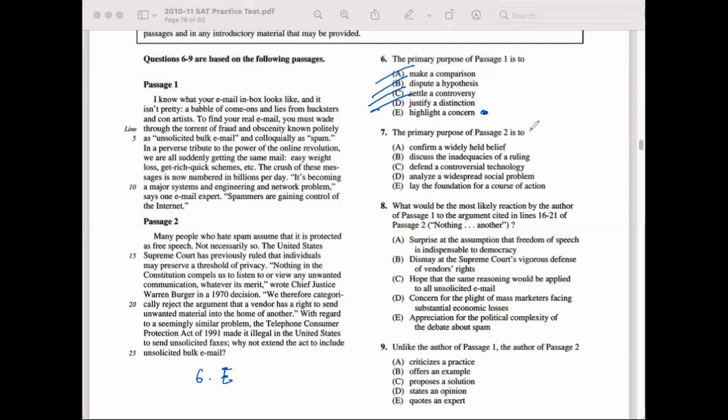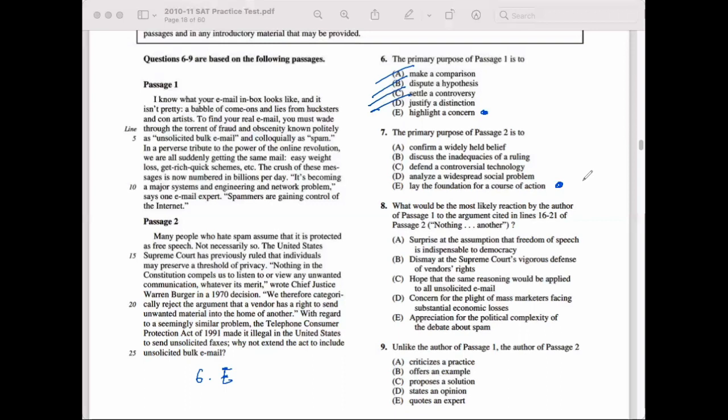So the primary purpose of passage 2 is to confirm a widely held belief, discuss the inadequacies of a ruling, defend a controversial technology, analyze a widespread social problem, lay the foundation for a course of action. So again, I like option E here, right? Because of the foundation for a course of action, the course of action being putting a stop to any kind of unsolicited email, any kind of spam. So the foundation for that is being laid through these arguments that are presented.